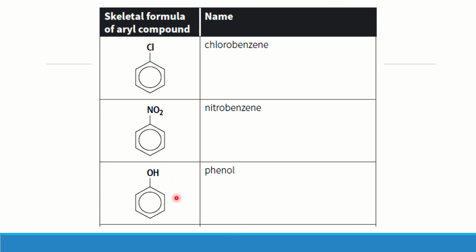Next one. You don't call this benzol. Never. Because another name for benzene is phenyl. But since it has OH, the alcohol group, then you call it phenol instead of phenyl. So it will be phenol. The OL stands for alcohol. So don't call it benzol. Never ever call it benzol. It will be phenol.